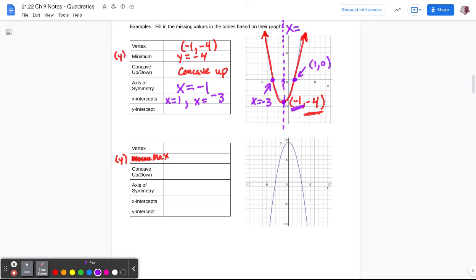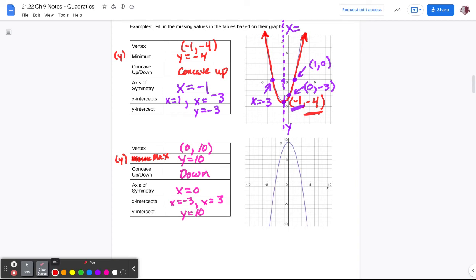And then when we talk about our y-intercept, where do we cross the y-axis? That's our vertical axis. We have 0, -3 is that ordered pair. You can say 0, -3, or you can simply say the y-intercept is y equals -3. I'd like you guys to fill in the criteria, the characteristics for the next graph on your own.